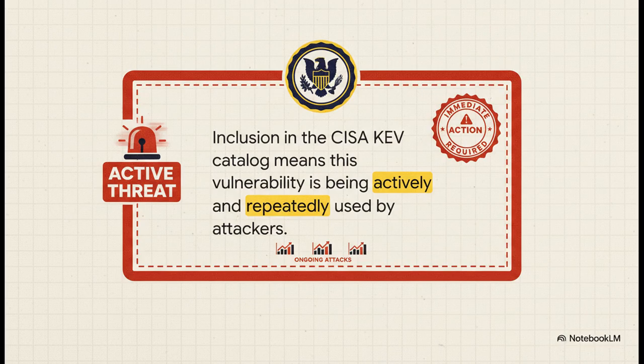Being on the CISA KEV catalog means one simple thing. This isn't just a potential threat. It means there is solid evidence that this vulnerability is being actively and repeatedly used by attackers in the real world, right now. This isn't some dusty historical archive. It's a current events bulletin of threats that U.S. federal agencies are legally required to patch immediately. That's how serious it is.